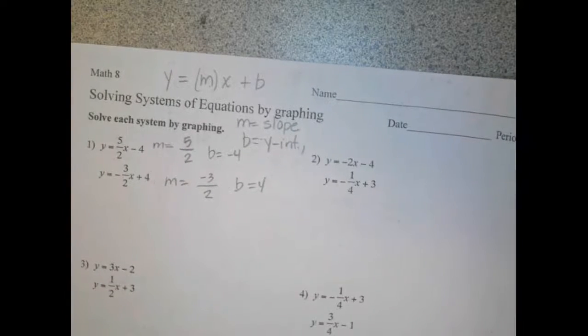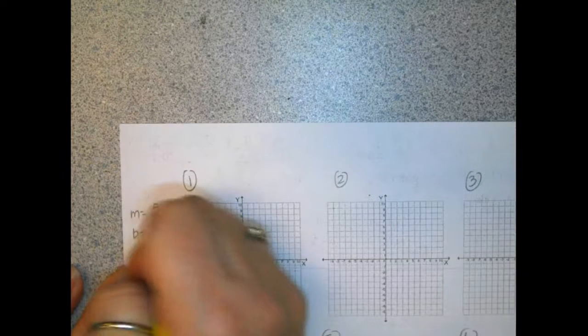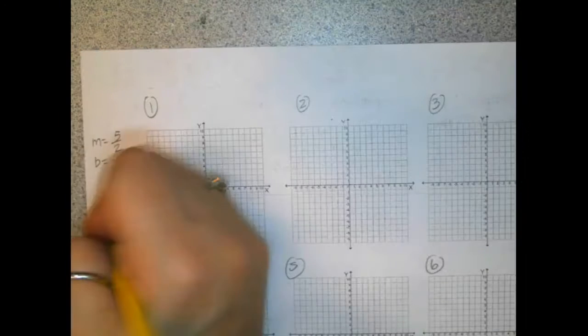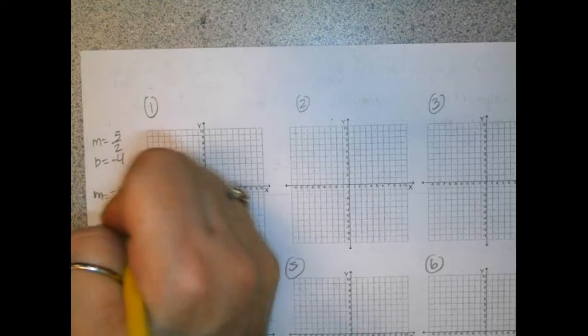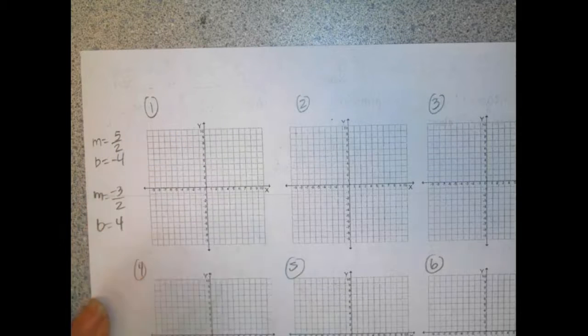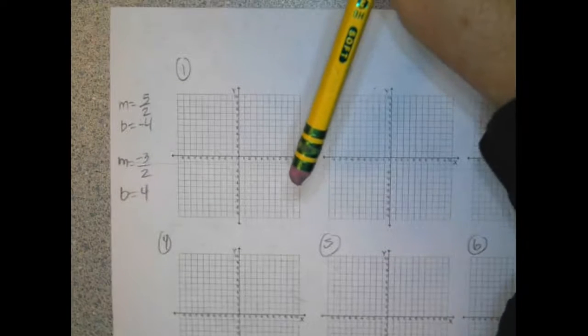Now, it's going to take some flipping back and forth. So for 1, I have m equals 5 over 2, b is -4. And then I also have m equals -3 over 2, and b equals 4, right? That makes sense? I just took what I had from the front side and put it over here so I don't have to be flipping back and forth. And then I'm going to graph them.